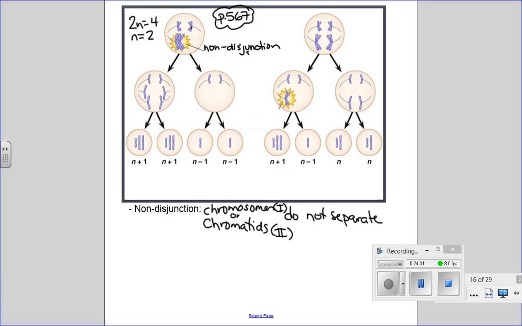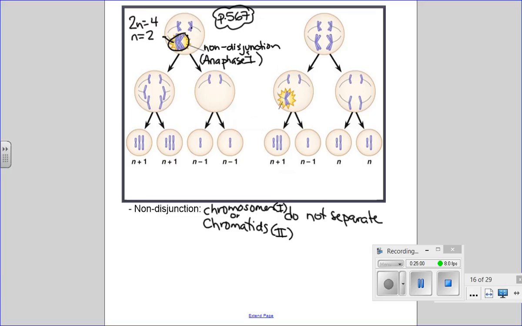What happens then is that non-disjunction happens in Anaphase 1. So instead of those pairs of chromosomes being pulled apart, notice how this pair right here all gets pulled to one side. If the cell then continues to divide, so that's Anaphase 1, it'll finish doing meiosis. It'll go through prophase, metaphase, anaphase again.